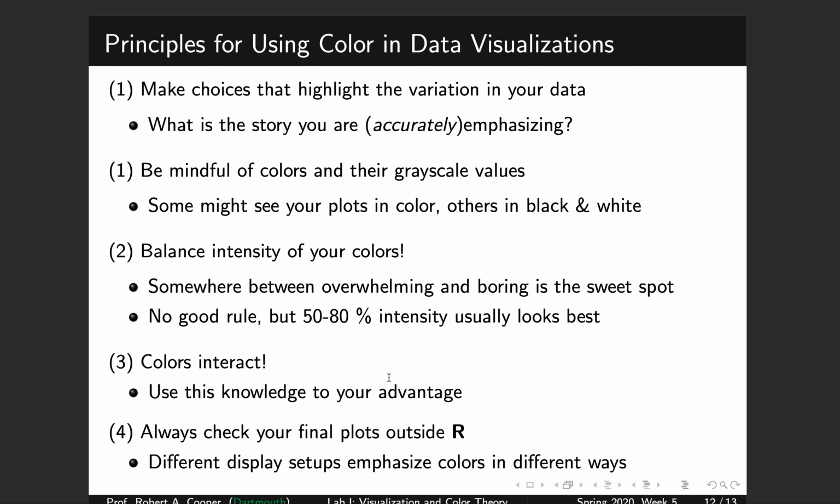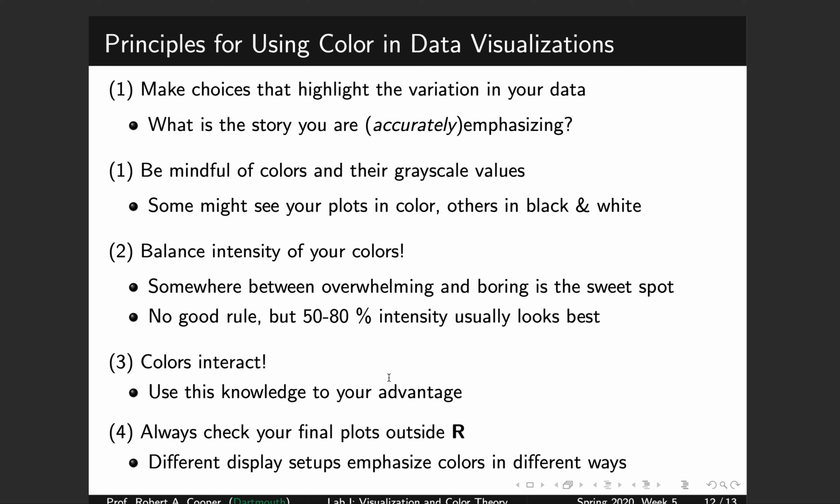Let's take these ideas and turn them into principles, all right? So you want to make choices first that highlight the variation in your data. First of all, your data need to vary. Things that you're trying to show need to actually have variation in them. What is the story that you're trying to emphasize correctly?